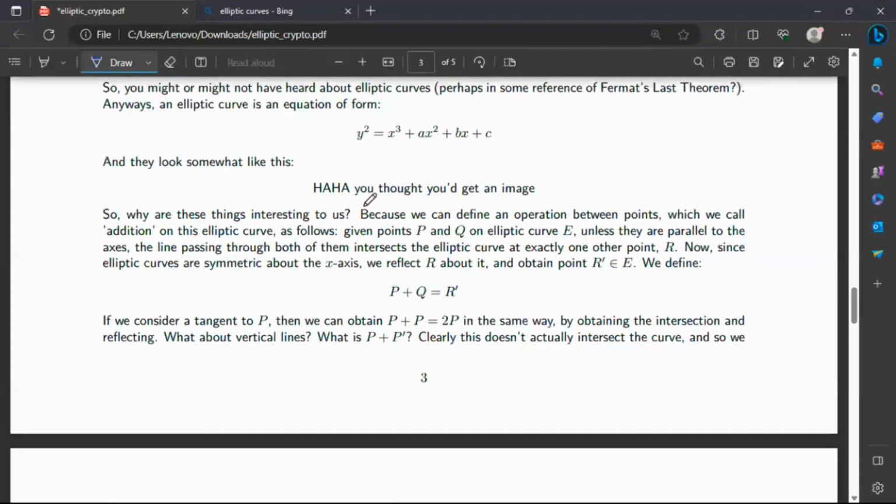So, why are these things interesting to us? Because what we can do is define an operation between two points, which we'll call addition, on this elliptic curve.